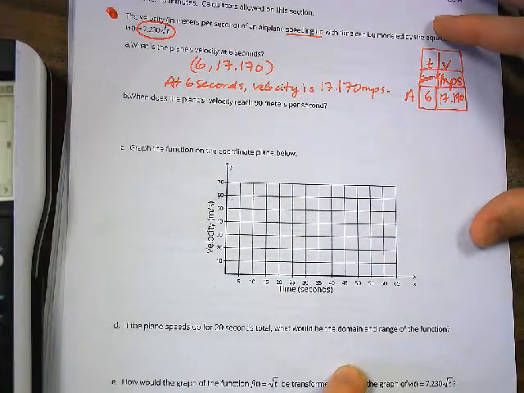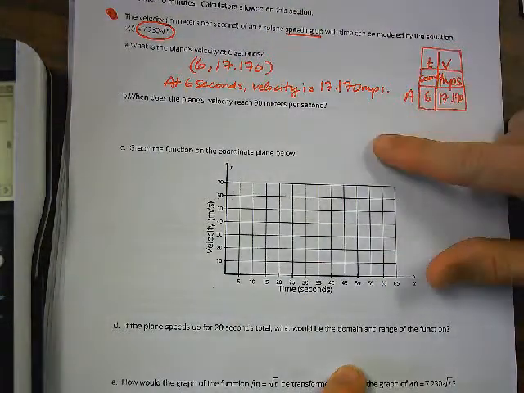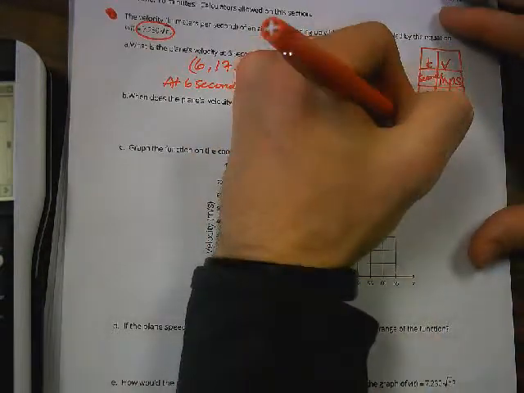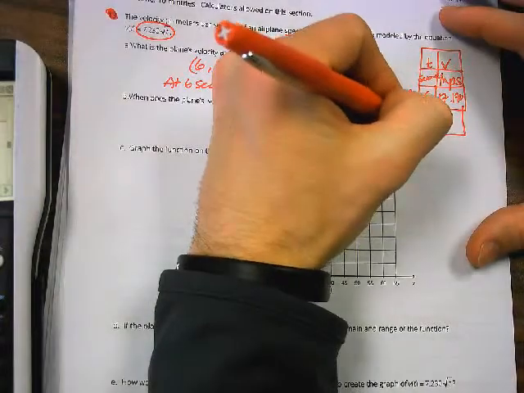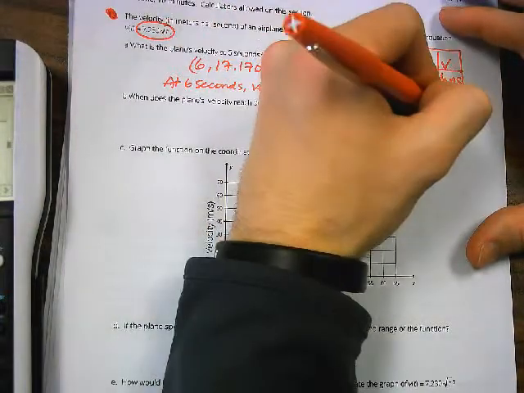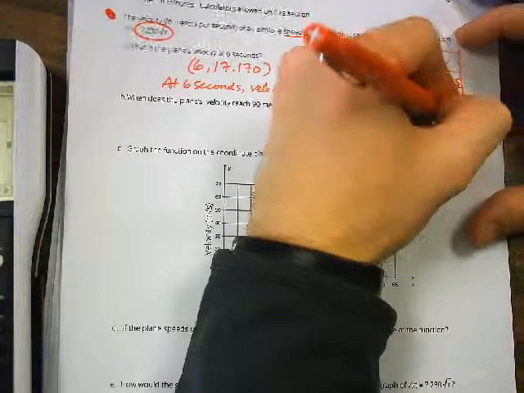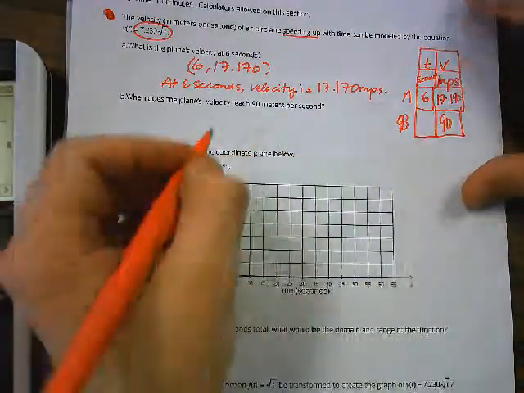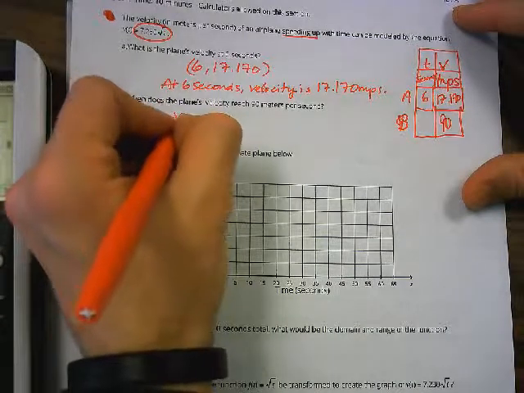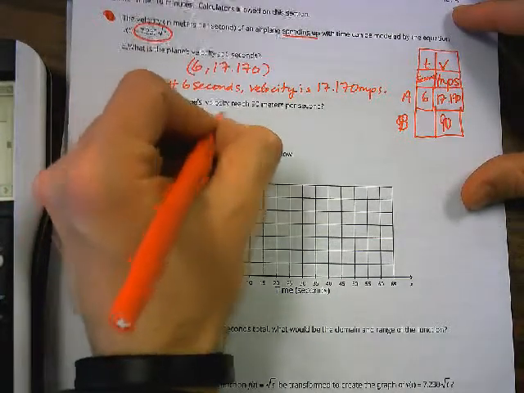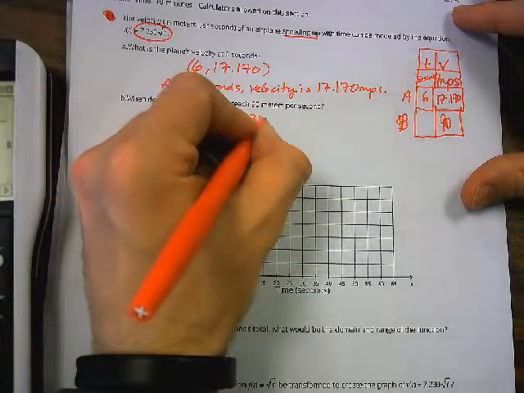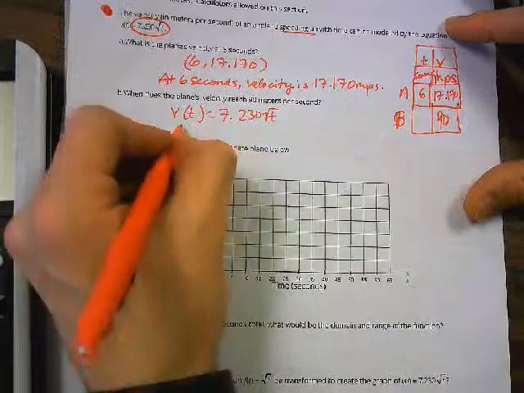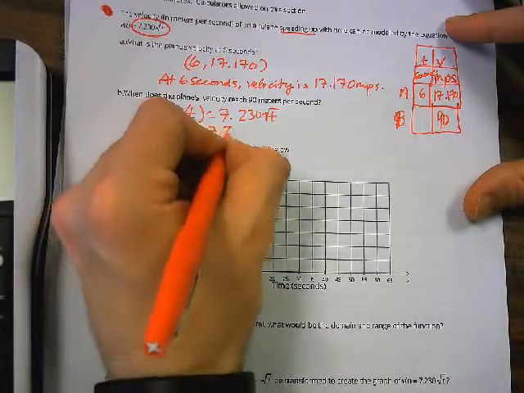Now, in part B, when does the plane's velocity reach 90 meters per second? So, at what time will velocity be 90? So, in our equation, velocity is 7.230 square root of t. We're going to substitute in on the v side. 90 equals 7.230 square root of t.